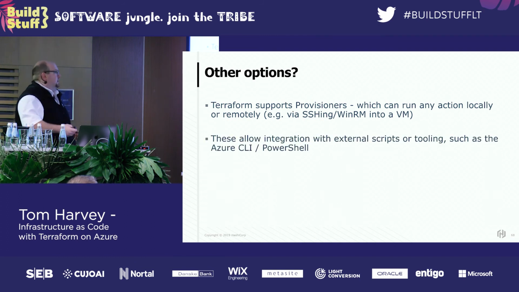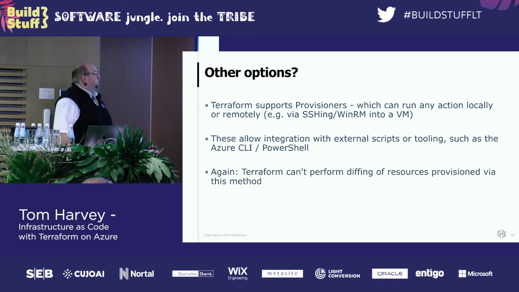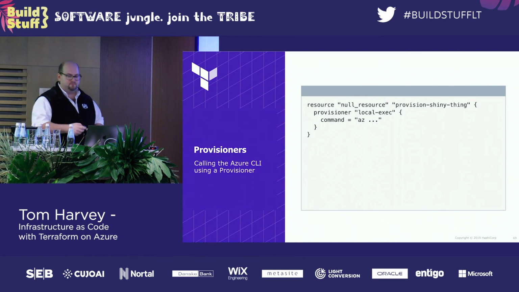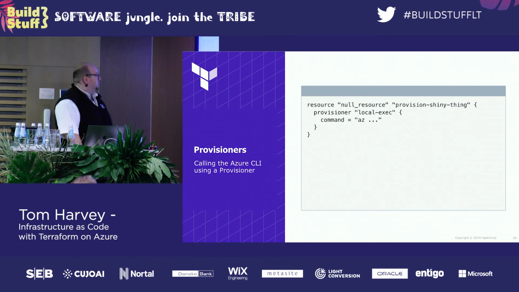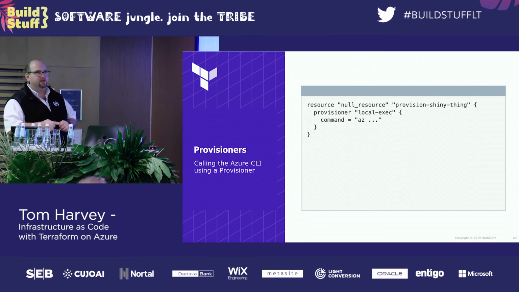So for example, you can shell out to external tooling. But again, because we don't track the state of these, we're just running these commands, we can't really diff them or do anything like that. Cool. And you can do that like so. We have a resource called a null resource, but you can also put this within a virtual machine or within anything else.